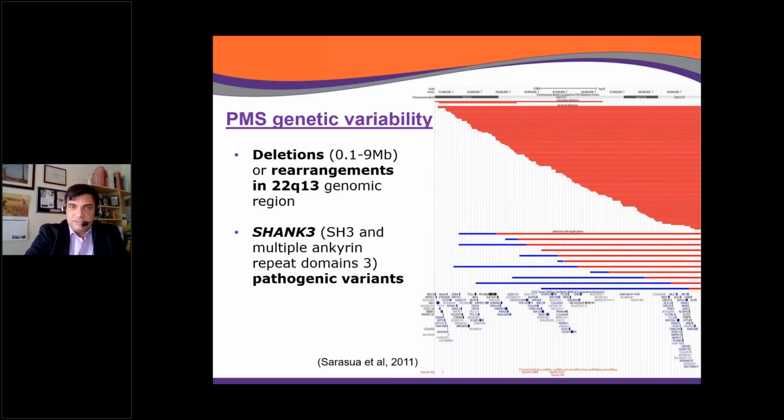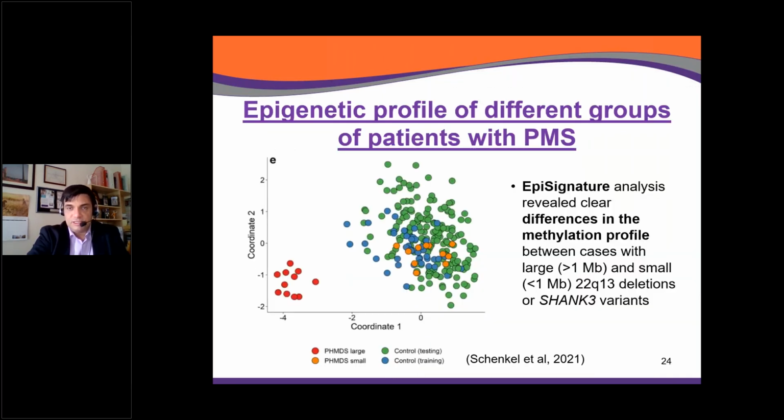So in order to address this extreme clinical and genetic variability, we used a double approach. We looked at the epigenetic profile of different groups of patients with PMS. We distinguished the patients by their deletion sizes. So we have patients with deletions larger than 1 megabase, and we call them the large group here in red, and cases with small deletions, so less than 1 megabase, or pathogenic SHANK3 variants. And they're called the small group, you can see in orange. And it's dramatic how the large group is actually distinguishable from not only the small group, but also 2 different and independent populations of controls.